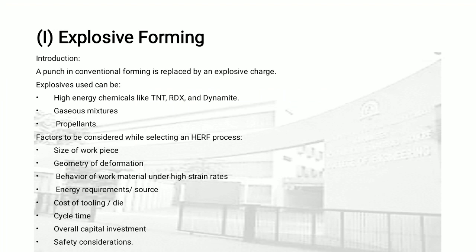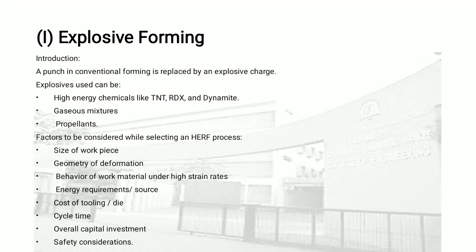The punch in a conventional forming process is replaced by the explosive charge. We do not use the punch here. So what types of explosive do we use for this technique? High energy chemicals like TNT, RDX and dynamite. Gaseous mixtures are used. Propellants are also used as an explosive.